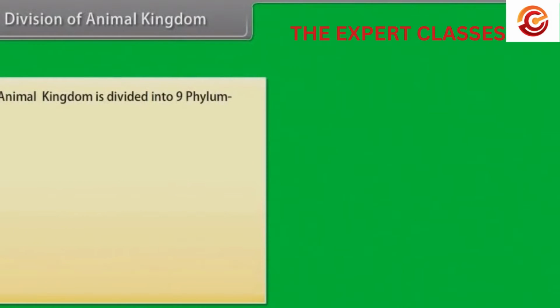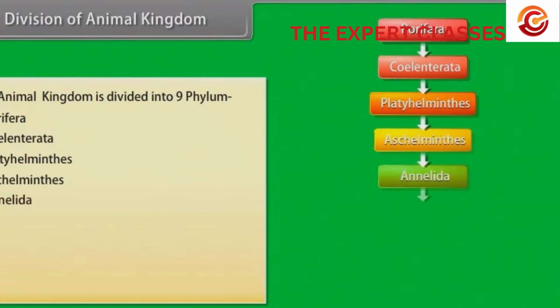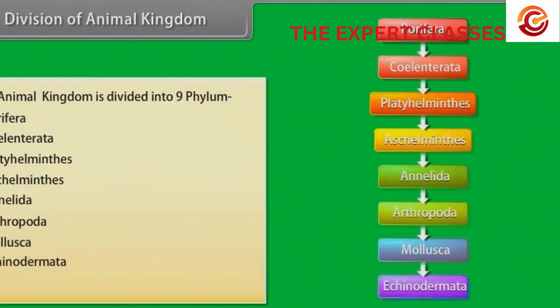The animal kingdom is divided into 9 phyla: Porifera, Coelenterata, Platyhelminthes, Aschelminthes, Annelida, Arthropoda, Mollusca, Echinodermata, Chordata.